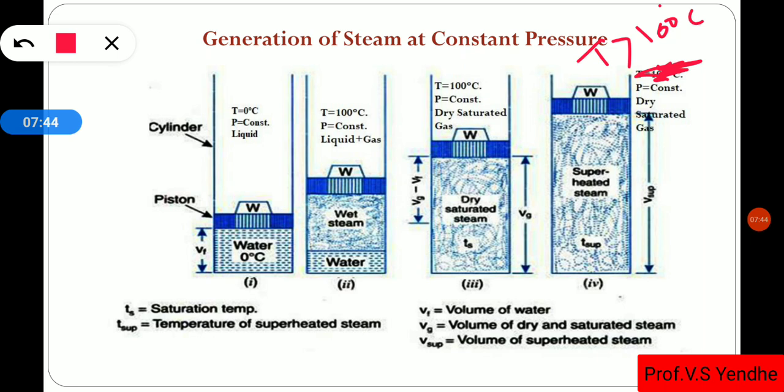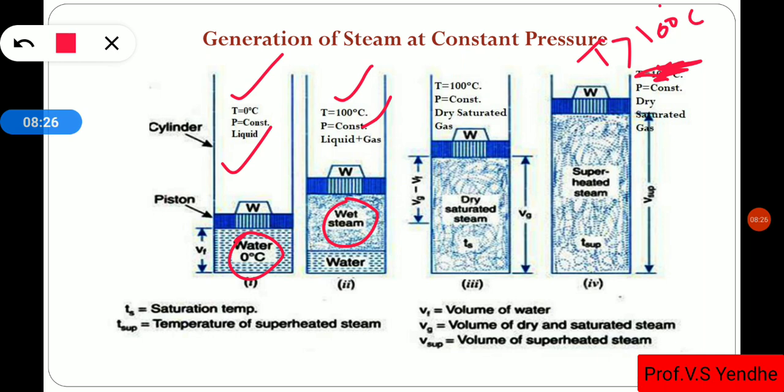The first is the temperature is 0 degrees Celsius, pressure is constant, and the phase is liquid. So liquid water is filled inside the cylinder at 0 degrees Celsius. Then after heating for some time, the water starts to boil at 100 degrees Celsius. Pressure is kept constant as we have added a weight over the piston. Then we will get wet steam inside the cylinder, because it is a mixture of water as well as water vapors, so that is known as wet steam.